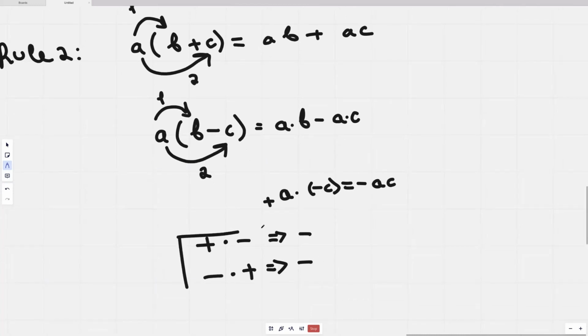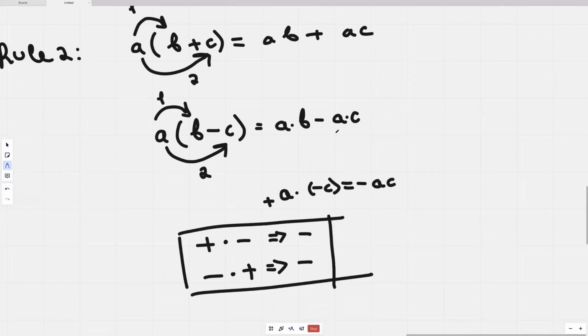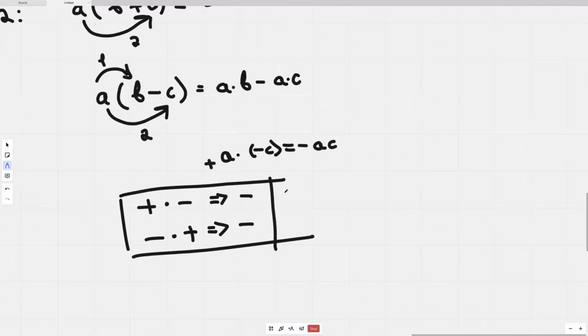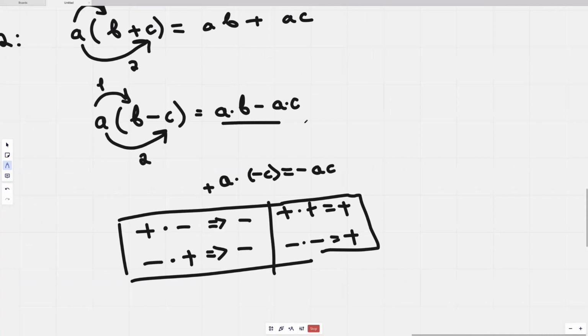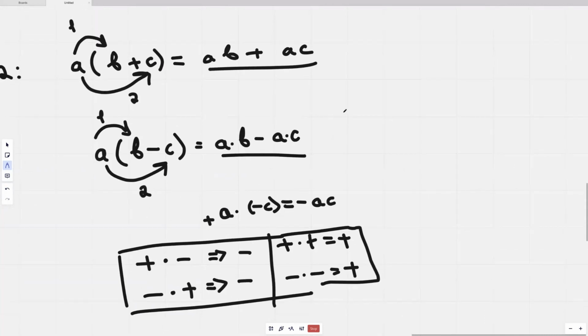So from that rule, we have to write minus ac here. Plus sign multiplied by plus is equal to plus, and minus sign multiplied by minus is also equal to plus. So minus ac here. So these are all of the formulas.